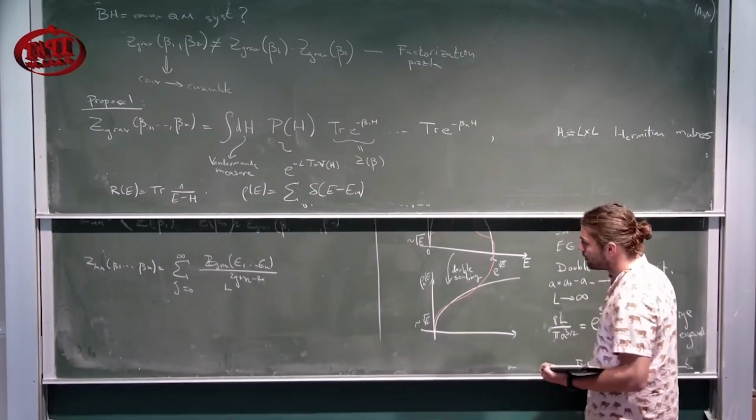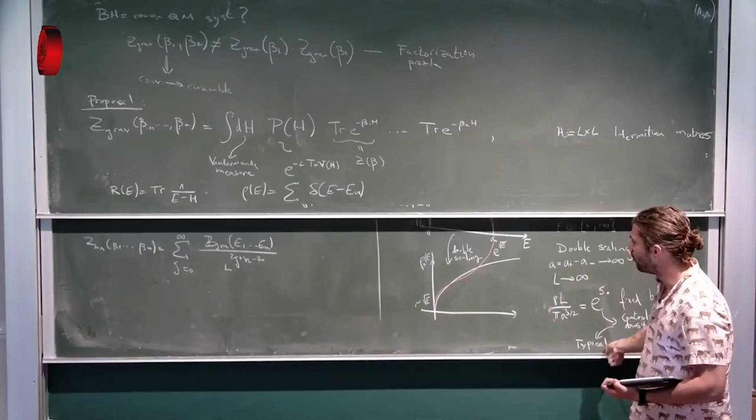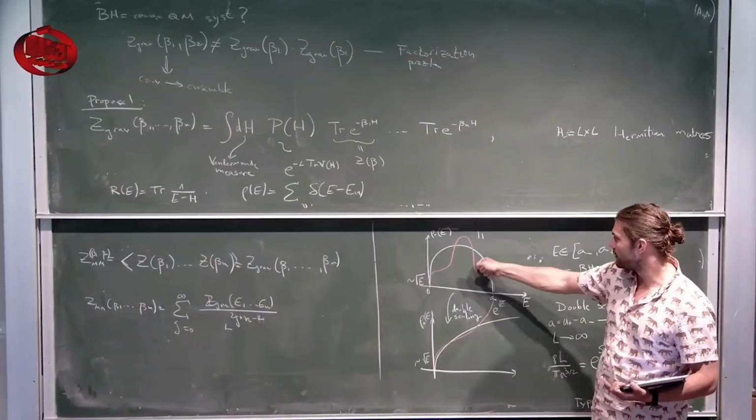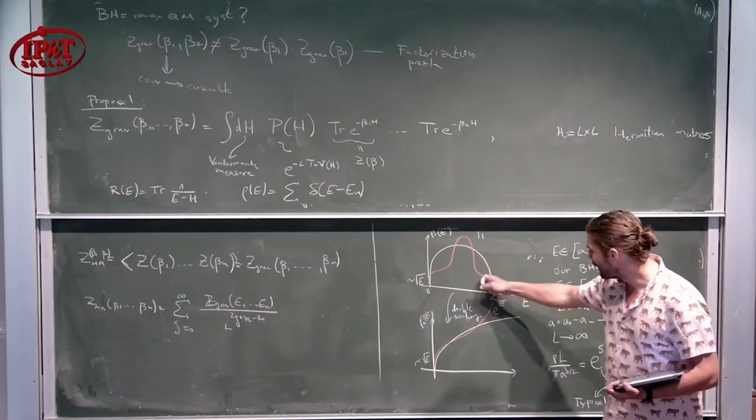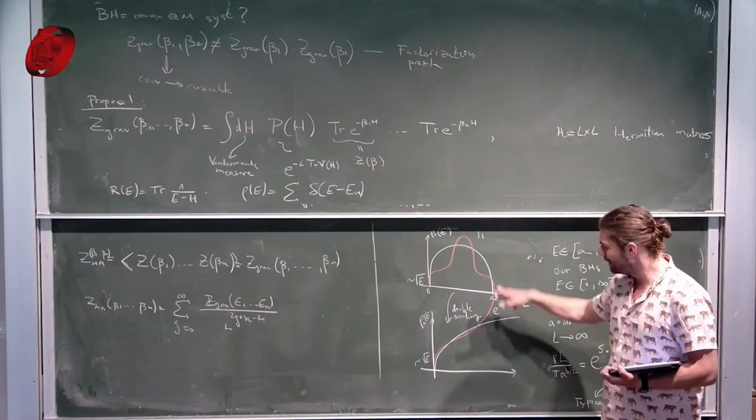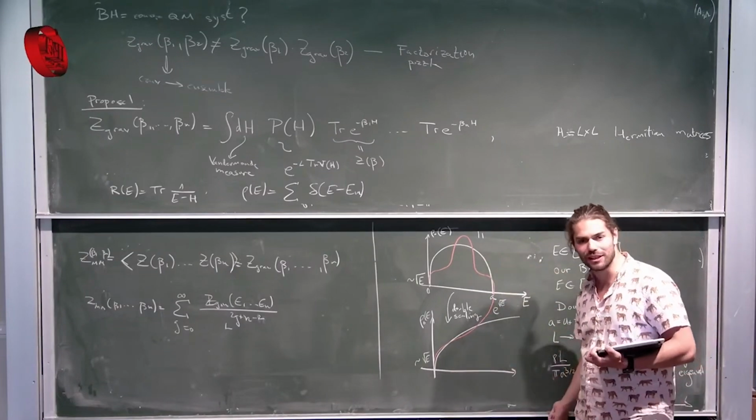So which one's the Airy model? The white? Oh, white is Airy. It's the double scaling limit of white. And red is JT, because it's the double scaling limit of red.